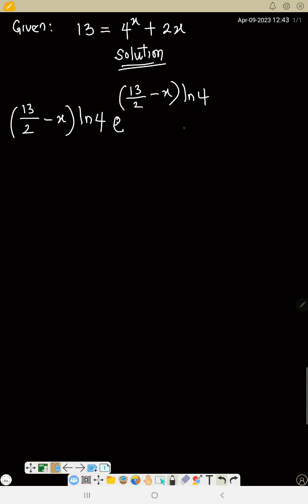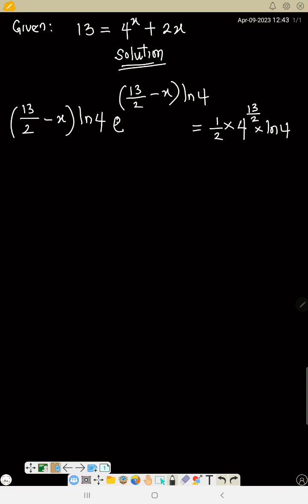So everything is equal to what I have here before: half times 4 raised to power 13 over 2, times ln 4. Remember, I'm multiplying both sides by ln 4.